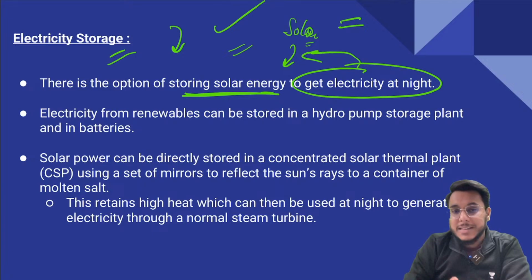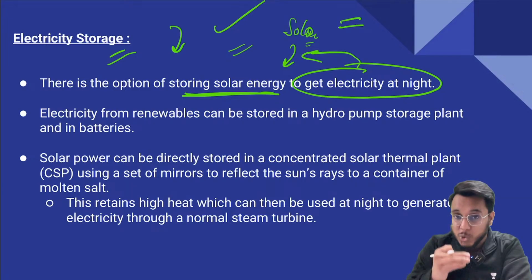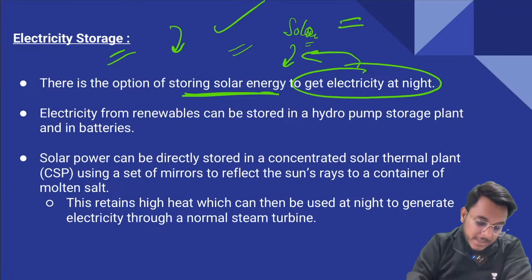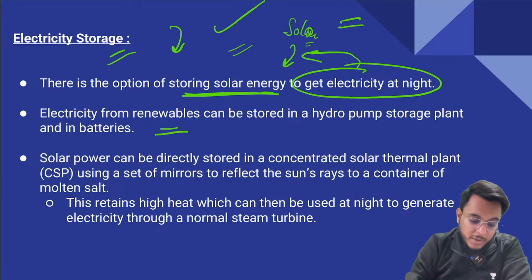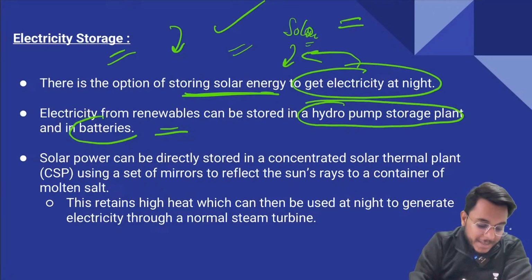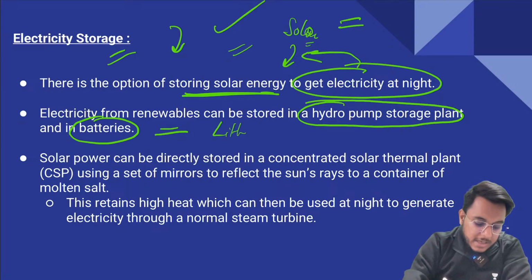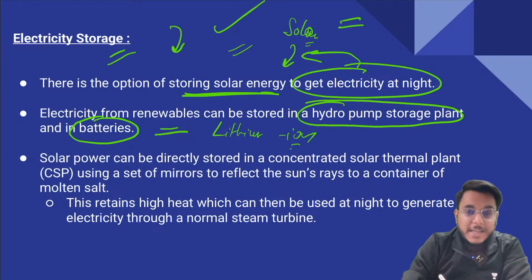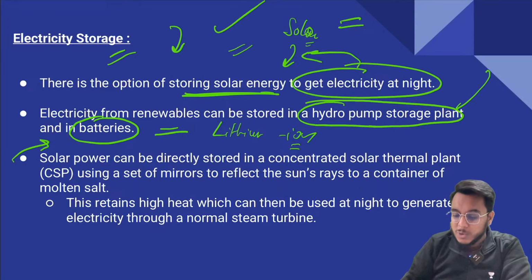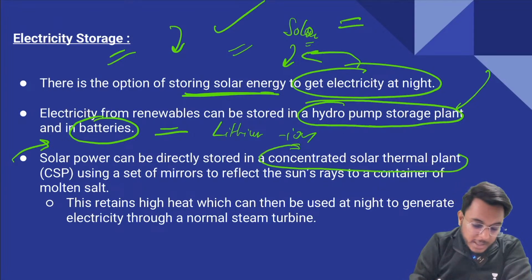So it has been provided that we also need to invest in storage facilities when electricity is being procured from renewables. Electricity from renewables can be stored in hydro pump storage plants, as well as batteries, particularly lithium ion batteries, whose help can be taken. So we need to invest in the capabilities of hydro pump storage plants and lithium ion batteries. It has also been provided that solar power can be stored in concentrated solar thermal plants.